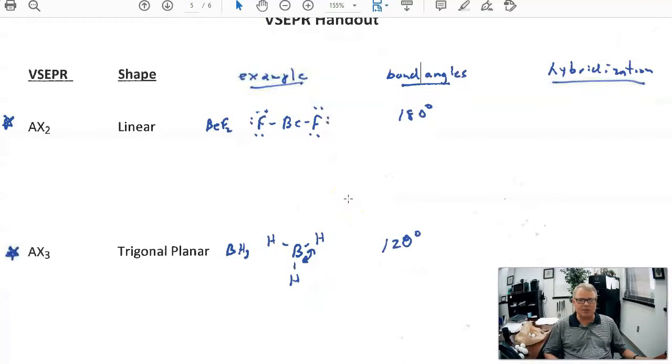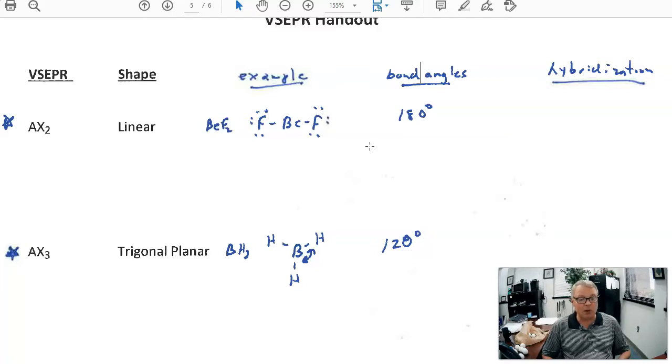The 5 main shapes that we want to start with are your molecules that have shared pairs but no unshared pairs on the central atom. From our last video, we talked about the VSEPR formula. That would be your AX2, AX3, AX4, AX5, and AX6. Remember, X represents the number of shared pairs on the central atom, E represents the number of unshared pairs. So AX2 means 2 shared pairs, no unshared pairs on the central atom.